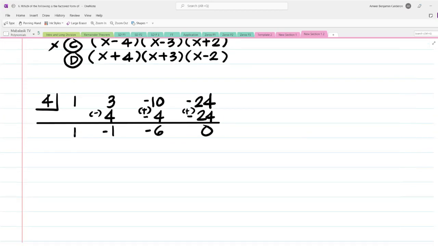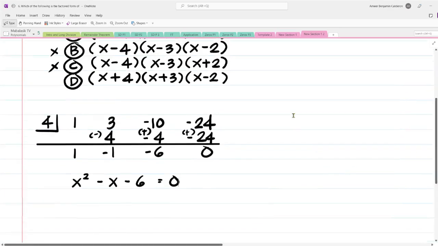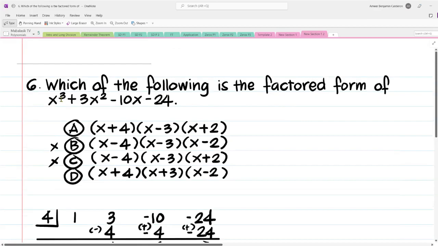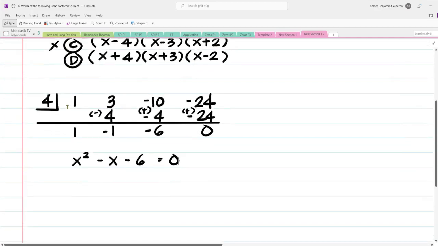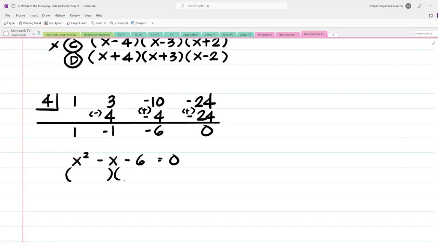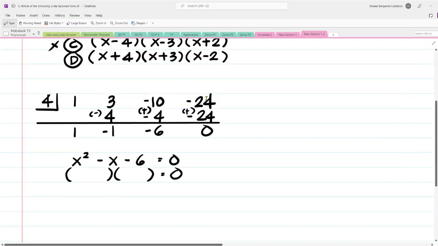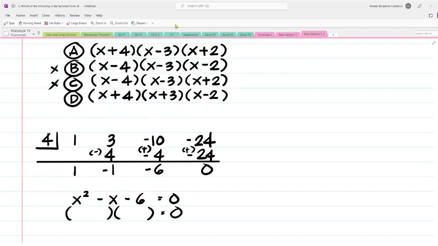So let us look at our depressed equation. This is x squared minus x minus 6 equals 0. Why is that so? Because galing tayo sa x cubed. So bawas ng isa, x squared. And then factor x squared minus x minus 6. So, tingin tayo sa choices natin. Yan na lang yung pagpipilian.